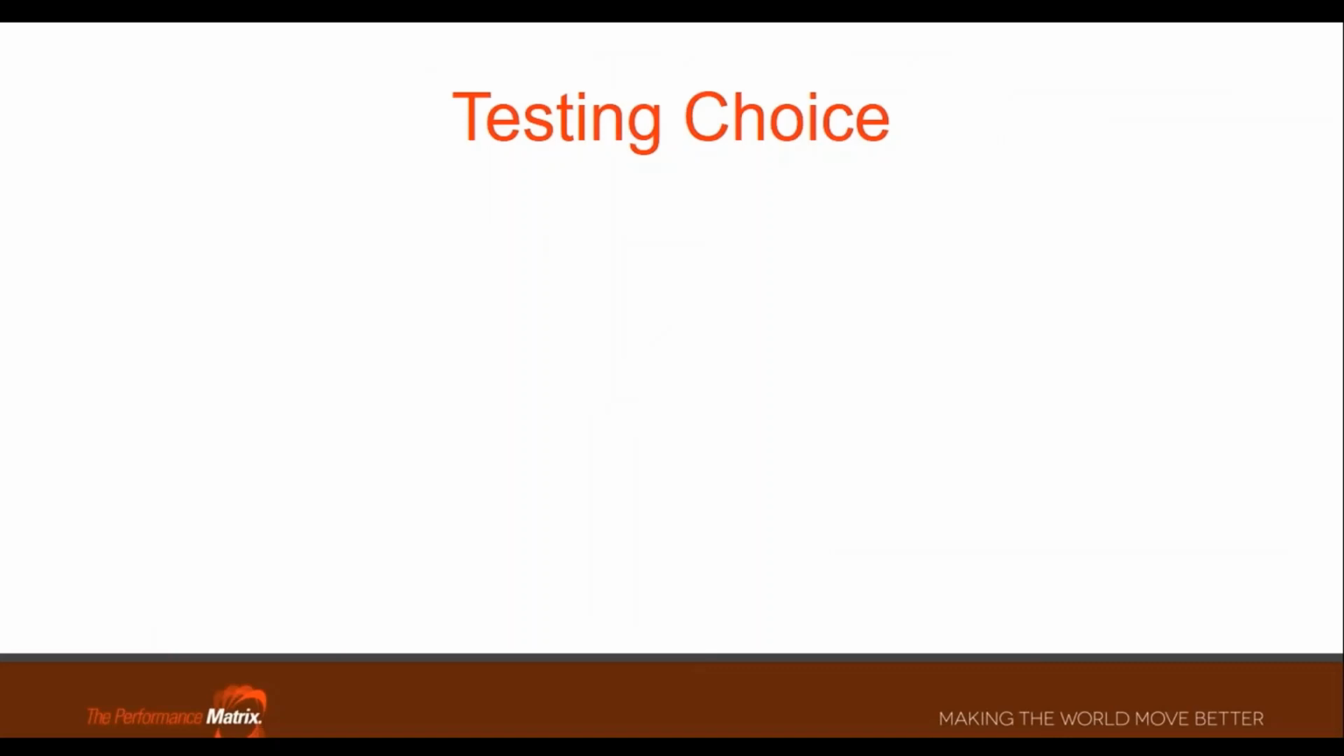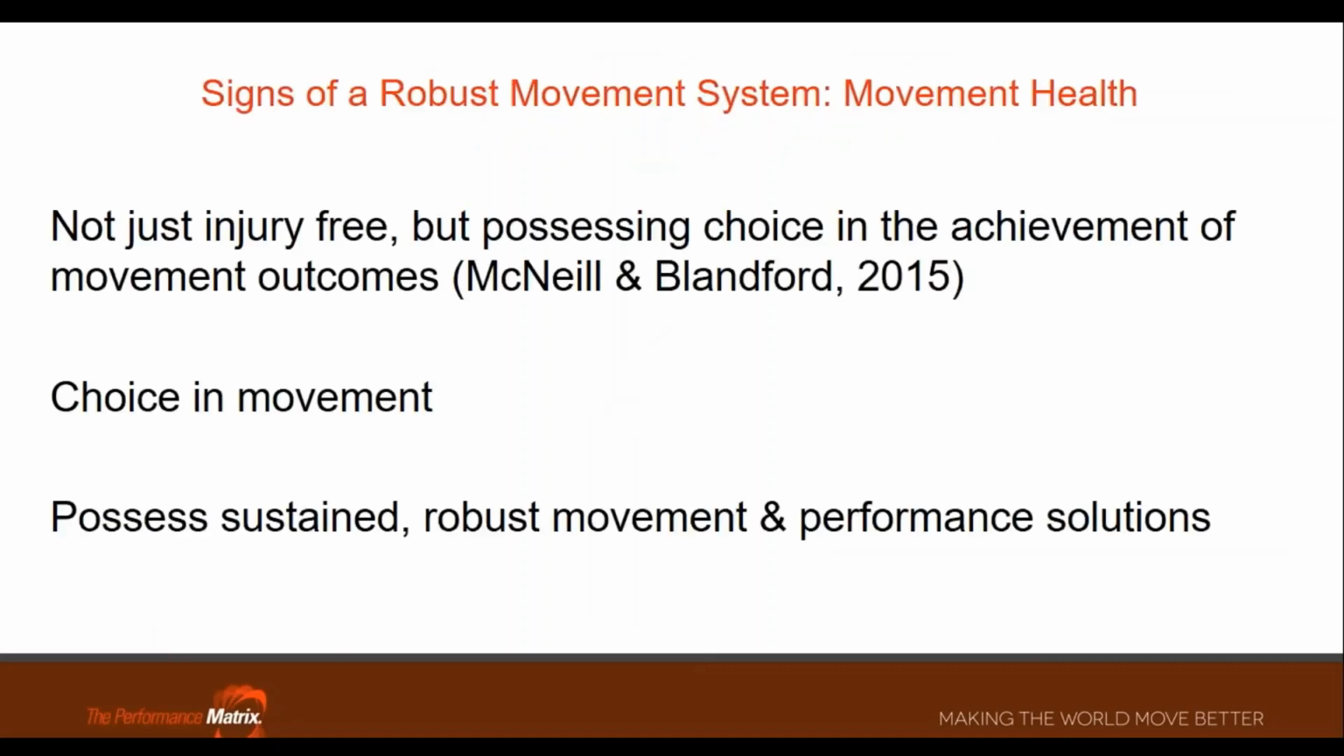We also look at testing choice, and this is how it relates to what we've already discovered. Now, choice, we believe, relates to movement health. Movement health is this definition: not only injury-free, but the athlete also possesses choice in how they achieve their movement outcomes. They possess choice in movement and possess sustained, robust movement and performance solutions over time.